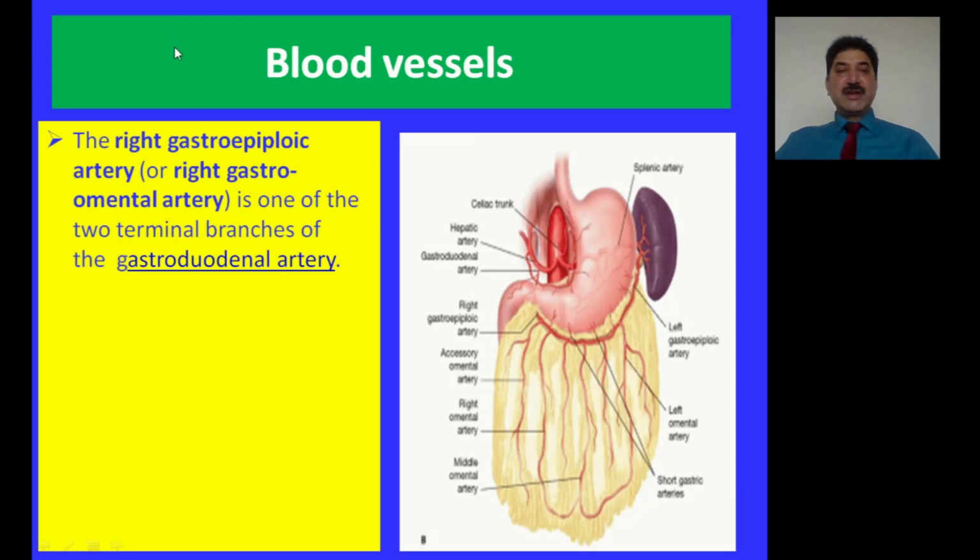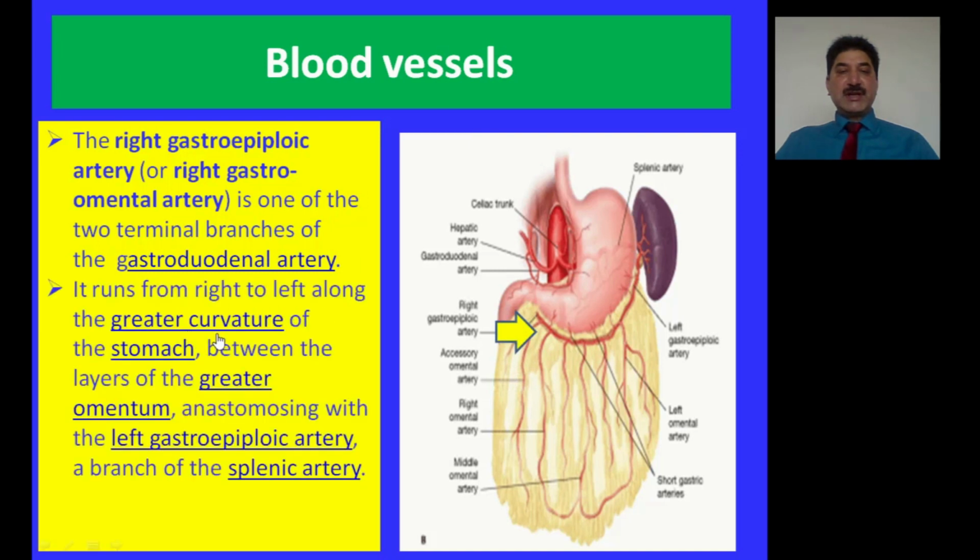As already said, the right gastroepiploic artery is also called the right gastroomental artery. It is one of the 2 terminal branches of the gastroduodenal artery. It runs from right to left along the greater curvature of the stomach between the layers of the greater omentum and anastomoses with the left gastroepiploic artery, a branch from the splenic artery.